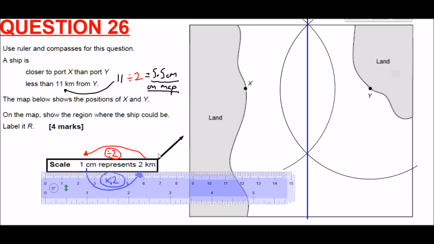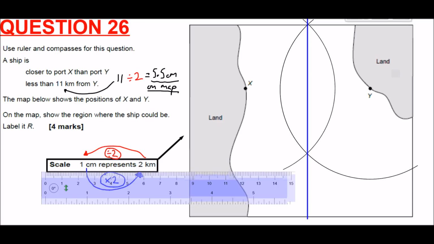And so what we need to do now is to read the fact that it needs to be closer to X than to Y. And so, as I said before, it needs to be within this black circle on this side. But if it's closer to X, it needs to be on the left-hand side of this blue perpendicular bisector. So it needs to be towards X. If it was on the other side, it'd be closer to Y, which isn't allowed.